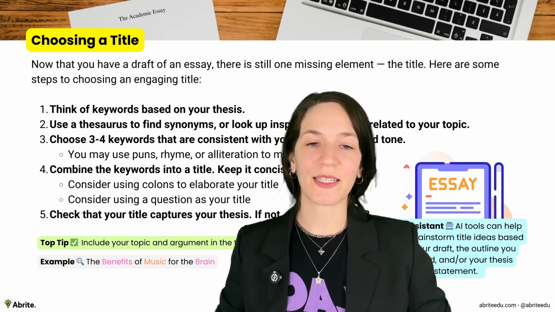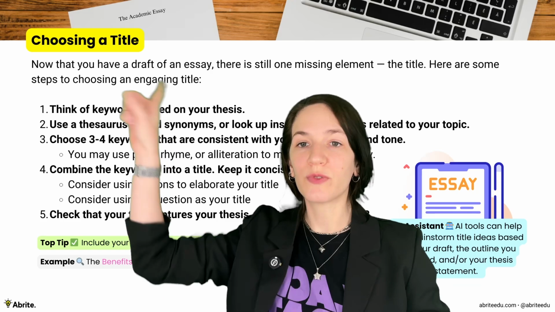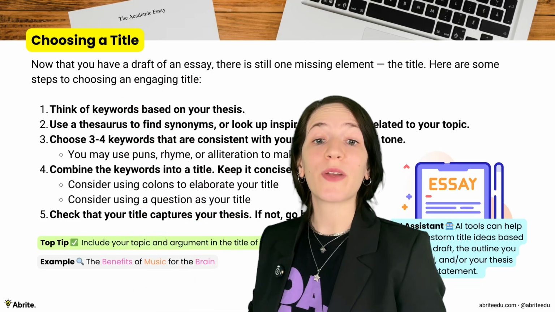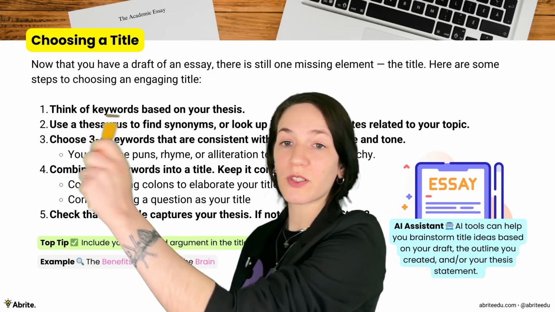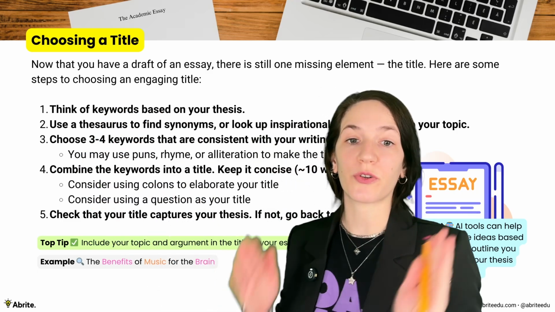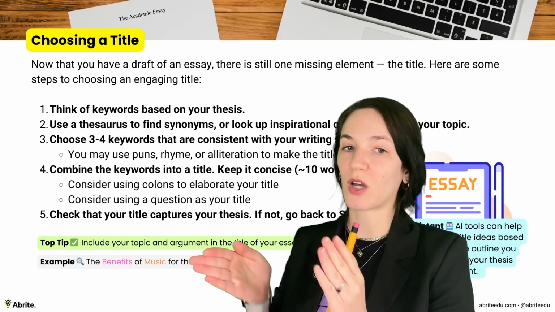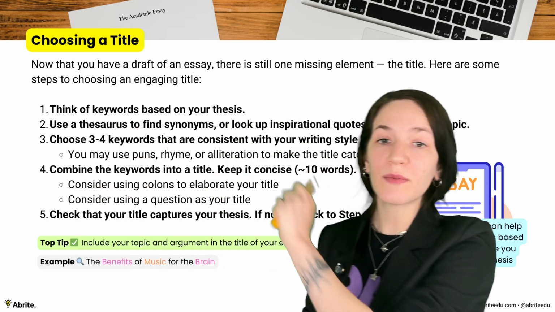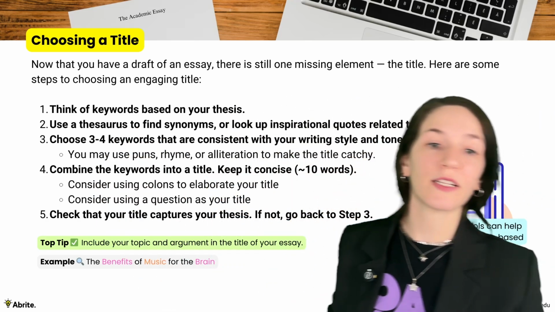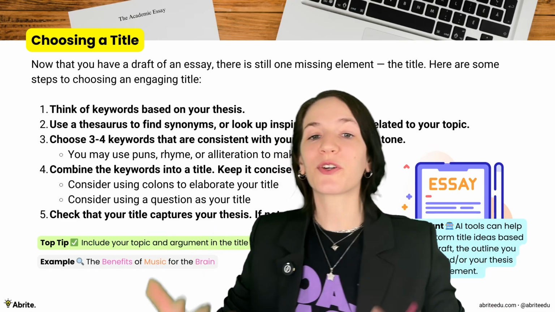Before heading into an activity, I just want to quickly cover choosing a title for our essay. So here are some steps you can follow to come up with a really great title for your essay. First, think of some keywords based on your thesis statement, because you want to make sure you have your topic and your argument in your title. Second, use a thesaurus to find synonyms or look up inspirational quotes related to your topic. This will get your creative juices flowing.